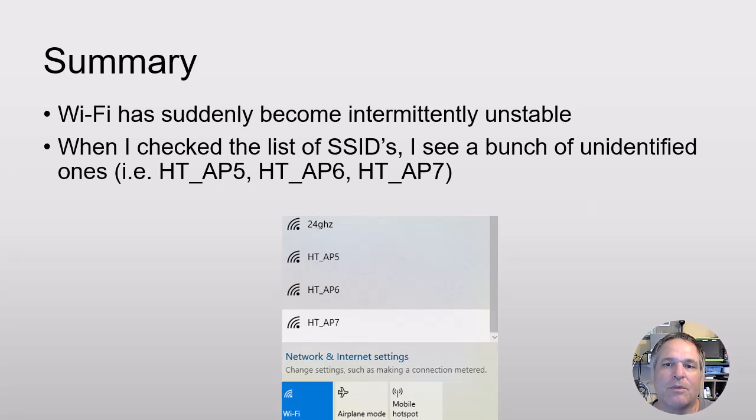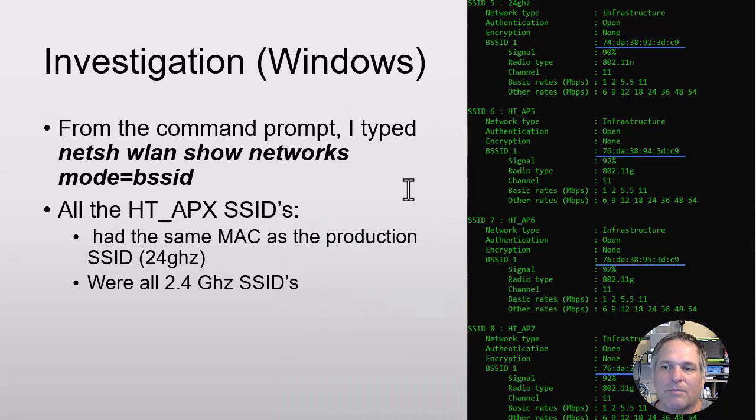So the next thing I did was within Windows, I went to the command prompt. I thought, I'm not going to use any fancy tools. I'm going to use stuff that you probably will use. So within Windows, you go to the command prompt. You don't need to be an administrator for this. You just type netsh wlan show networks, mode equals bssid, all one line. I know it looks like two lines there, but it's all one line. And then it'll spit the stuff out.